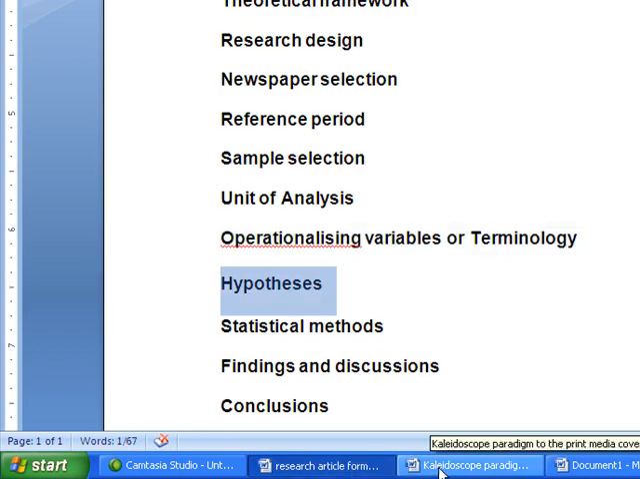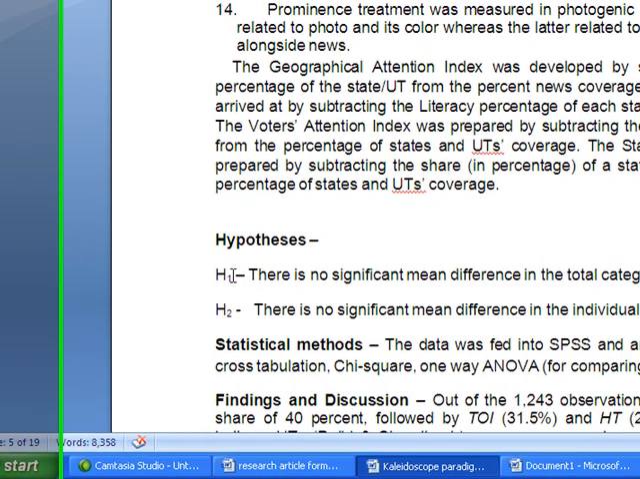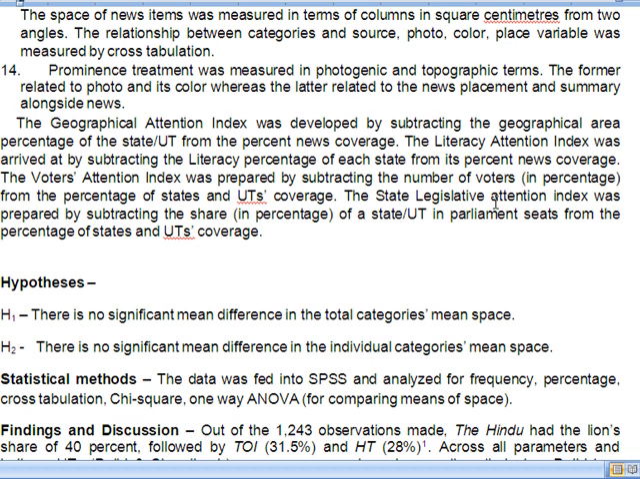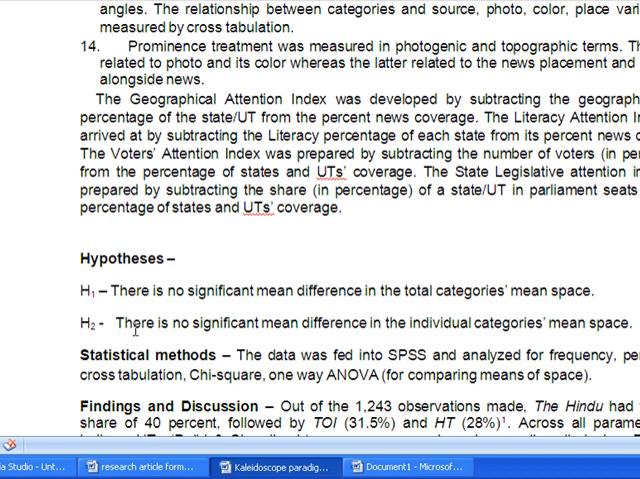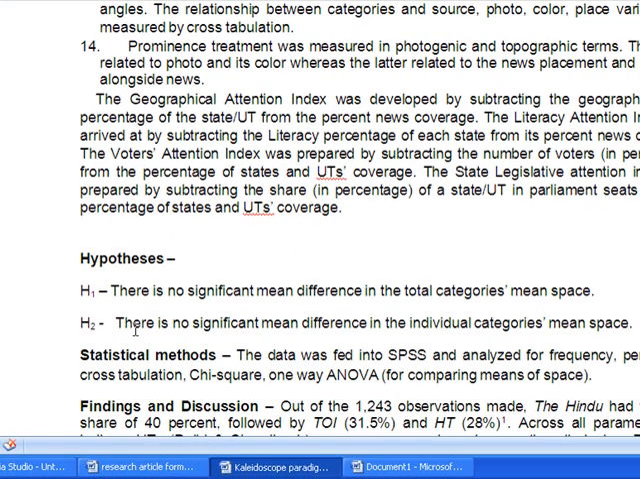Then hypothesis. Hypotheses are, as you know, the assumption regarding the possible outcome of the research. So H1, H2, H3, H4 and so on and so forth. Every objective can have one hypothesis if it is supported by evidence.